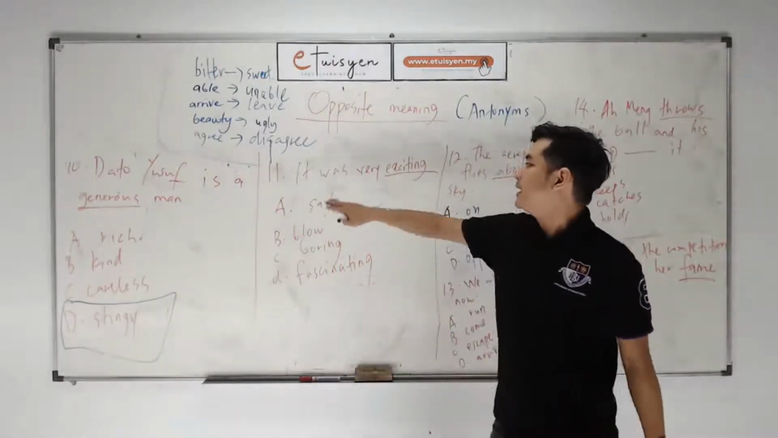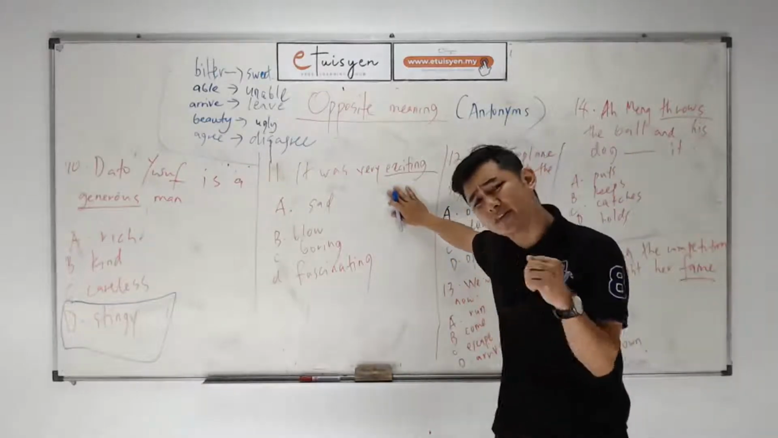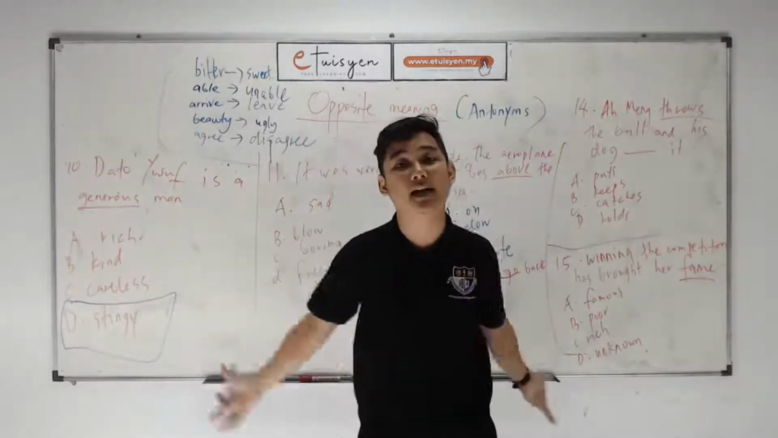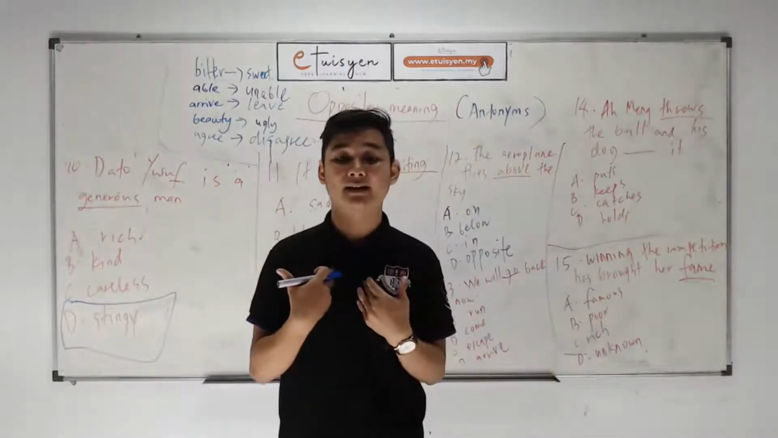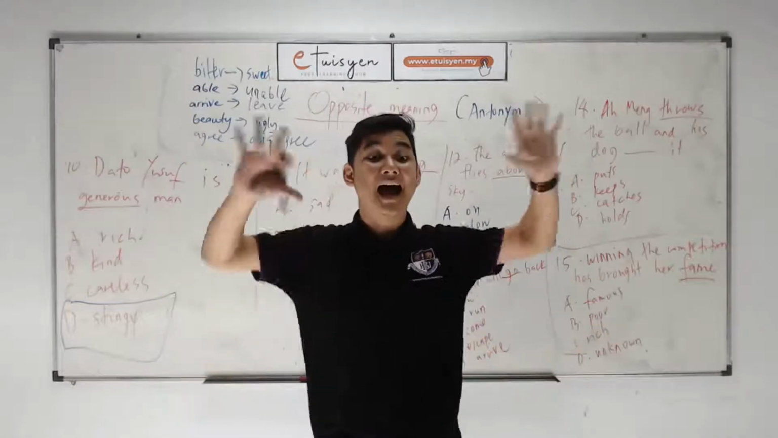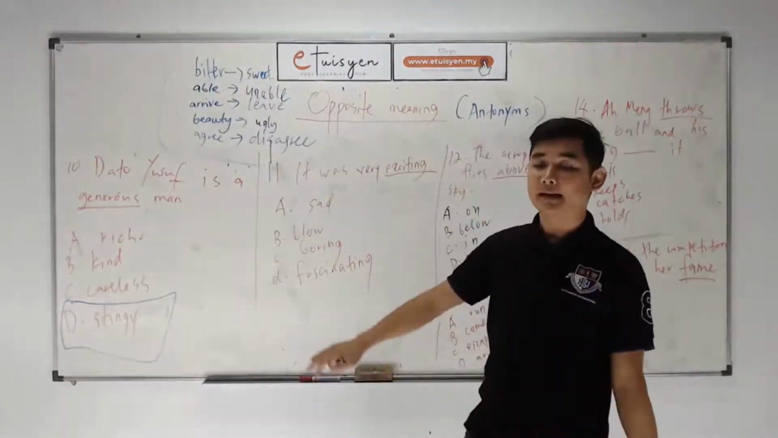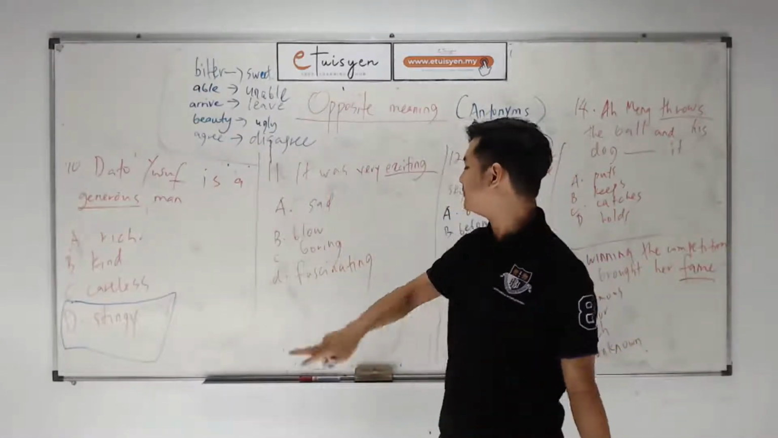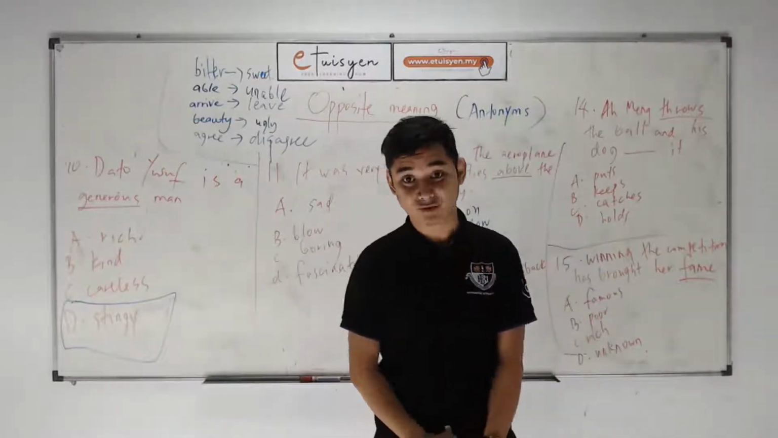Okay, 11. It was very exciting. What is exciting? Exciting is menerujakan. Sangat teruja. I feel very excited. Excited is perasaan, right? Exciting salah satu yang menerujakan. Very much exciting, with the feeling, emotion, you know? So, opposite meaning for exciting. We have sad, below, see boring, be fascinating. What is your answer?